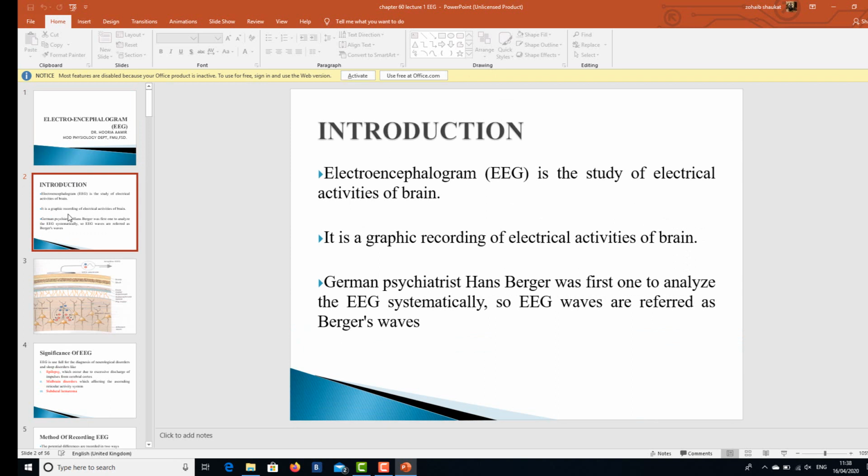Electroencephalogram is the study of electrical activities of the brain. It is a graphic recording of electrical activities of the brain. German psychiatrist Hans Berger was the first one to analyze the electroencephalogram systematically. So, the EEG waves are referred to as Berger's waves.